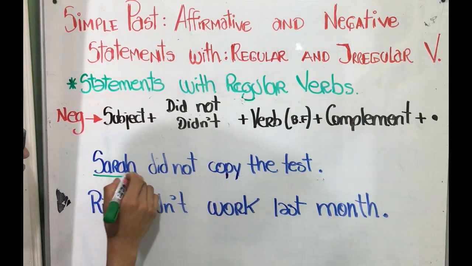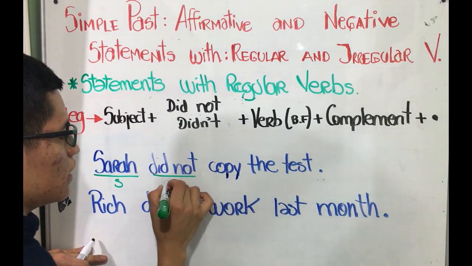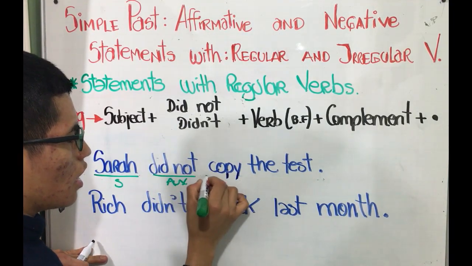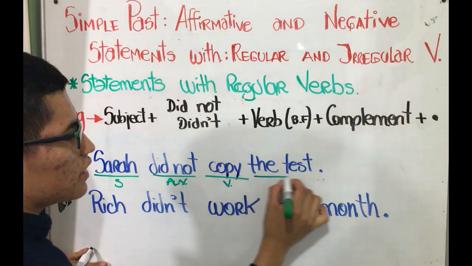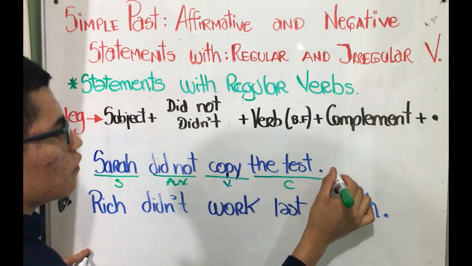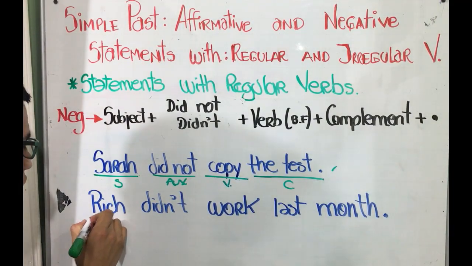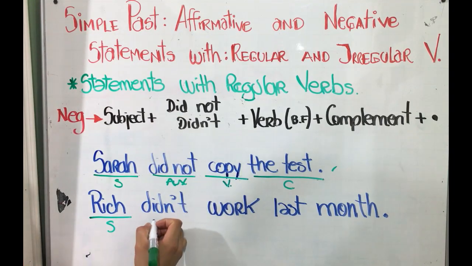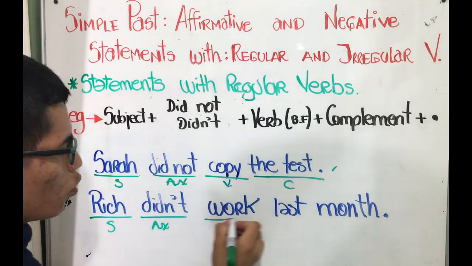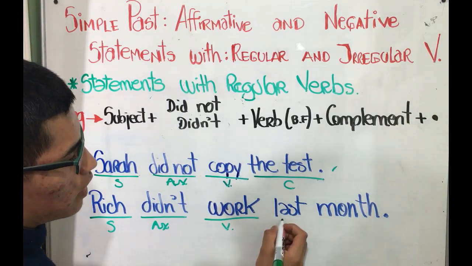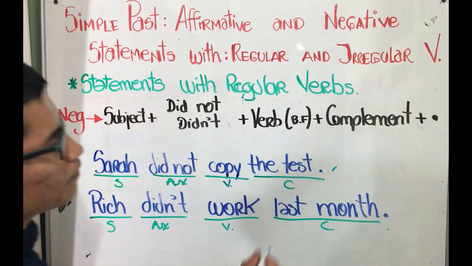Tara is the subject, did not is the auxiliary, copy is the verb, and the test is the complement with its period. And here it is the same. Rich is the subject, didn't is the auxiliary, work is the verb, and last month is the complement.